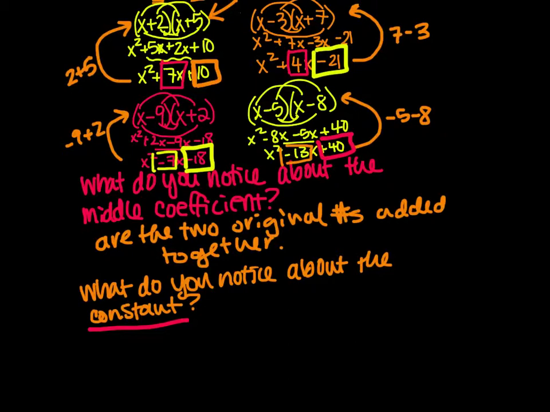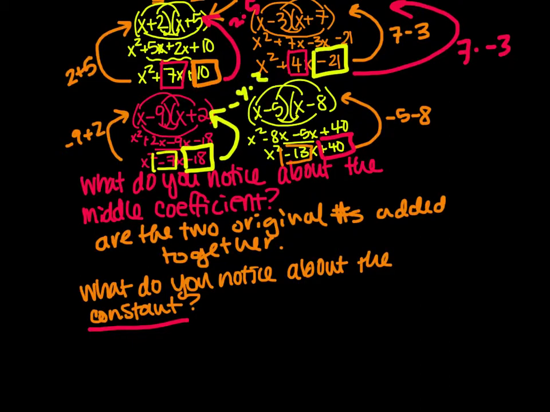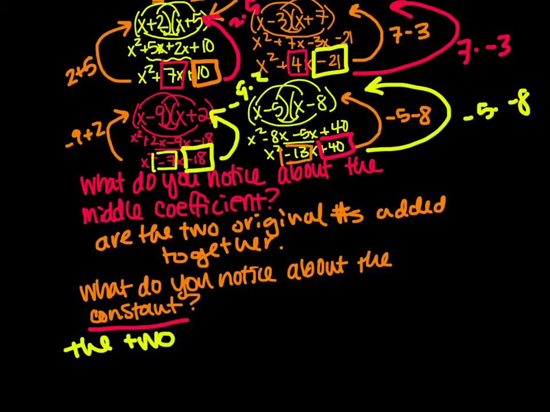Well, looking at that and also relating it back to that original idea, let's look at 10 and looking back at this, 10 is essentially 2 times 5. And here, the 21 is 7 times a negative 3. That gets us the negative 21. This 18 here is negative 9 times 2. This is all pretty cool. That 40 is essentially negative 5 times a negative 8. So we notice that the constant is the two terms or numbers multiplied together.